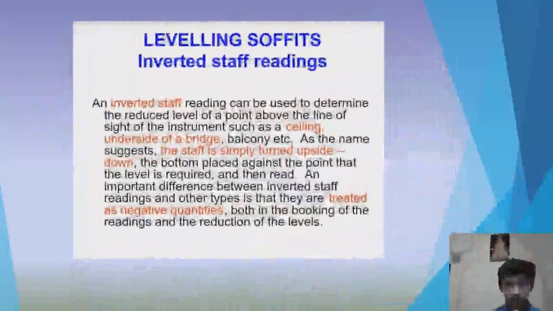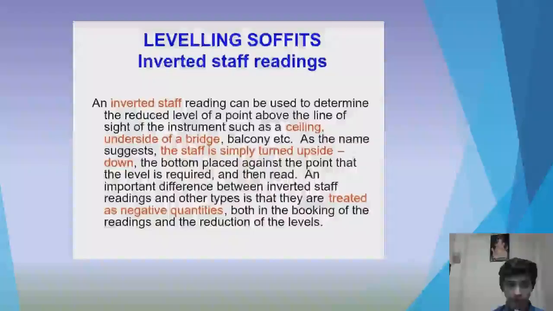Leveling, inverted staff reading theory. An inverted staff reading can be used to determine the reduced level of a point above the line of sight of the instrument, such as a ceiling, underside of a bridge, balcony, etc. As the name suggests, the staff is simply turned upside down, the bottom placed against the point where the level is required, and then read.